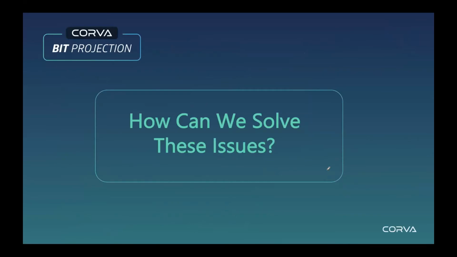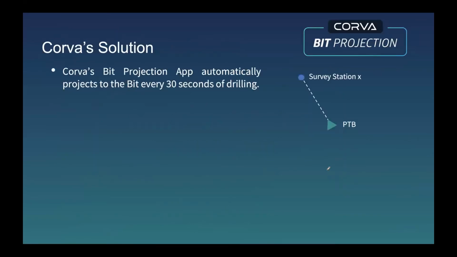So how can Corva help us solve these issues? Corva's solution that we've been working on is trying to automate a lot of these calculations, leveraging all the inputs that we have already built within the app, so that it simplifies most things for the users.